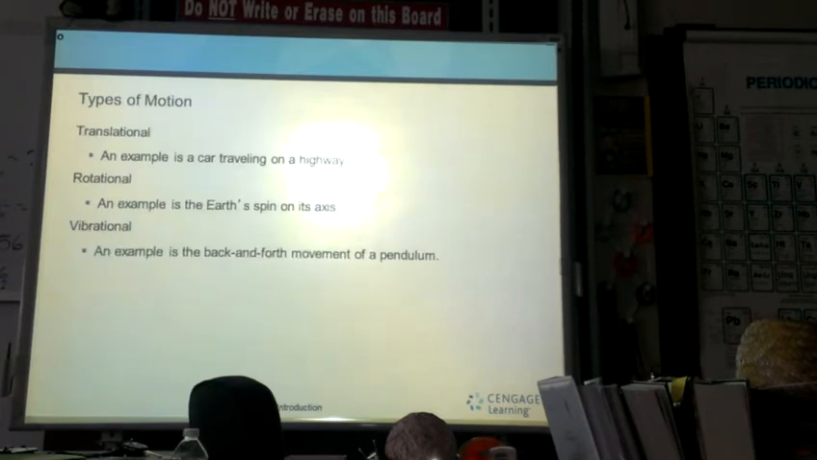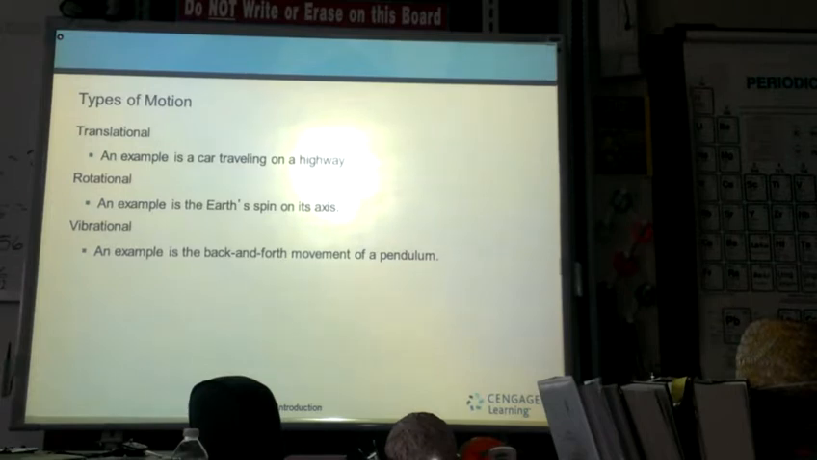There's a few different types of motion. Translational motion is probably what we will focus on the most, and translational motion is just a straight line path. So an example would be a car traveling on a highway. As long as you're moving in some straight or linear fashion, we have translational motion. Rotational motion is where we have some type of rotation. And so an example of that could be Earth's spin on its axis.